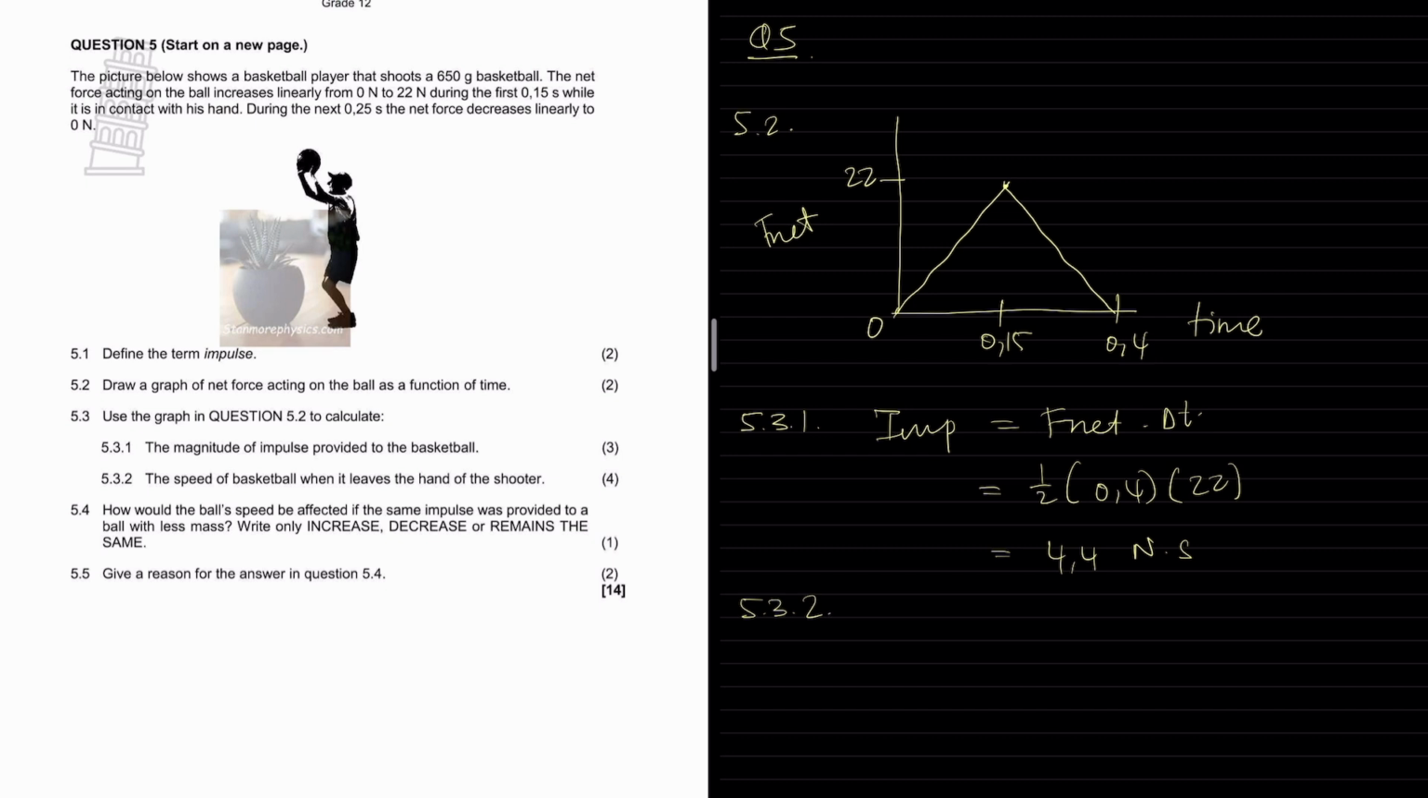Sorry about that. Calculate the speed of the basketball when it leaves the hand of the shooter. We know that impulse is equal to change in momentum. So 4.4 is equal to 0.65 into Vf, which is what we want, minus 0 because it was stationary at the beginning. Now we'll divide. We will get Vf is equal to 6.769 meters per second.